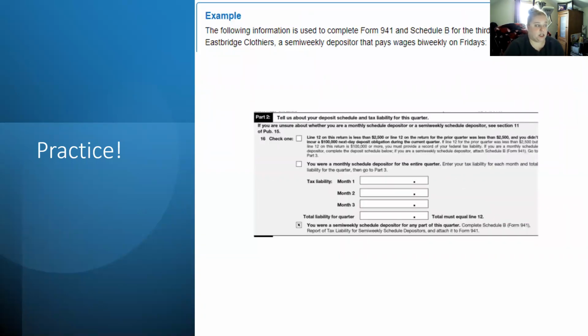So on page 2 of the 941, the very top section asks you about, actually I think it's page 3 now because they've added pages because of COVID.